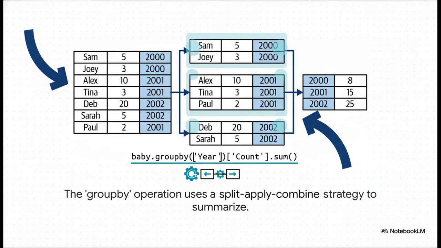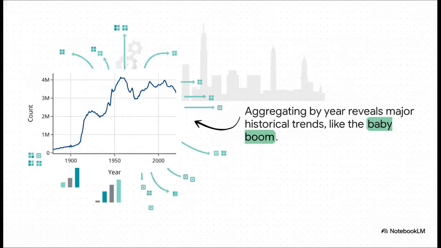This diagram here shows the really clever strategy that pandas uses to aggregate data. It's called split, apply, combine. It's a simple three-step process. First, it splits the entire dataset into smaller groups based on a column we specify. In this case, we'd group by year. Second, it applies some calculation to each of those little groups, like summing up all the values in the count column. And finally, it combines all of those individual results back into a single, neat summary table. Split, apply, combine.